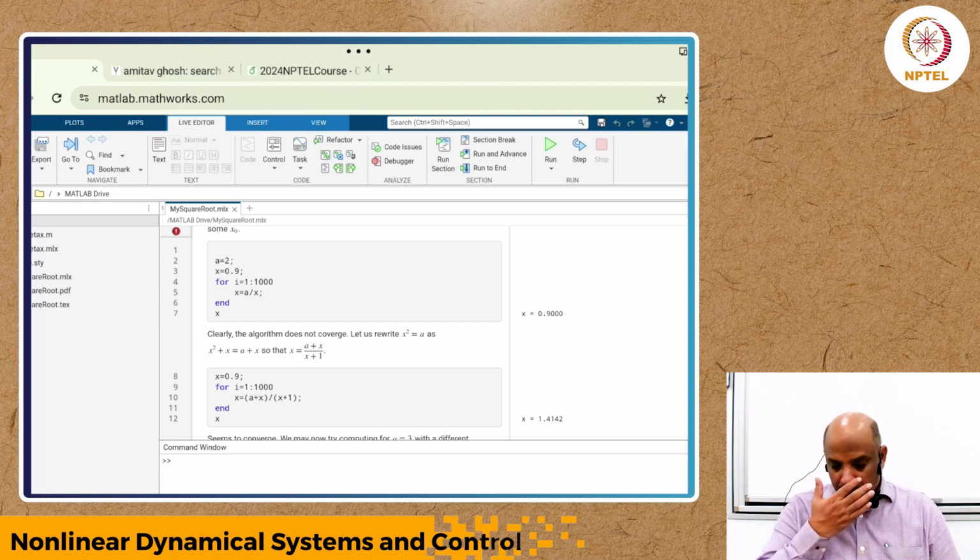So I'll do the same initial condition x equals 0.9, but then I use the second recursive equation, which is essentially recursing xn plus 1 is equal to a plus xn divided by xn plus 1. When I do that, and for 1,000 steps, I get x equals 1.4142. And if you see the sequence, you will see that this is indeed converging, and that converging point happens to be 1.4142, and we know that it's approximately square root of 2.